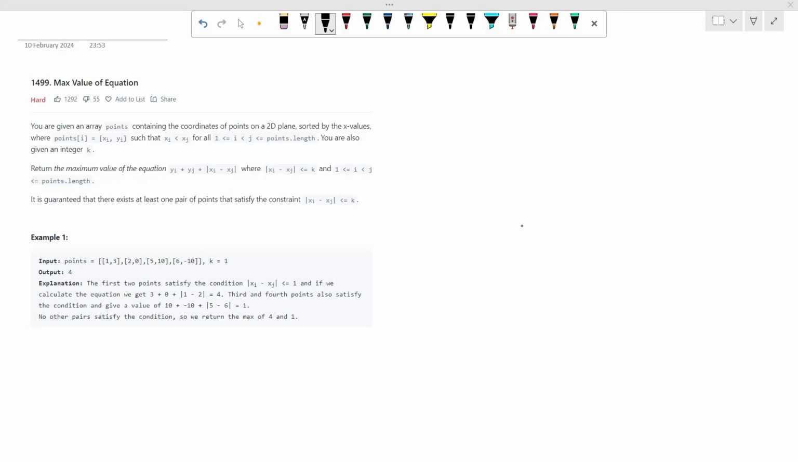So what is the goal? You need to return the maximum value of the equation, which is yi plus yj plus absolute difference of xi and xj, where absolute difference of xi and xj is less than equal to k and 1 less than equal to i less than j less than equal to points.length. It is guaranteed that there exists at least one pair of points that satisfy the constraint, which is absolute difference of xi minus xj less than equal to k, right?